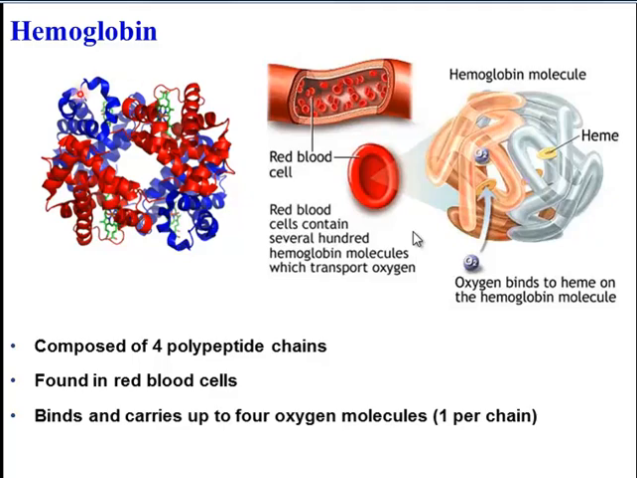And if you look at the structure of hemoglobin, it's a pretty complex protein. It's actually made of 4 polypeptide chains that bind together. And each of those polypeptide chains is capable of carrying 4 oxygen molecules. So if hemoglobin is fully saturated, each one is carrying 4 oxygens. And we find this, again, in red blood cells.